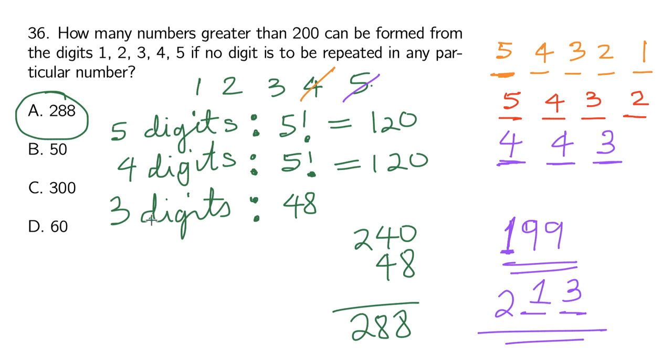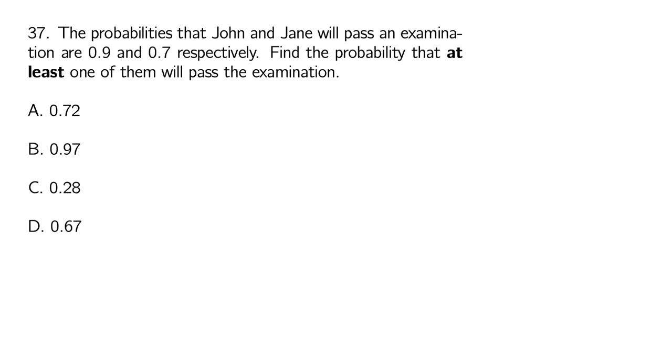Now I think this is probably the most interesting question in the exam so far, but let's see if we're going to get more interesting questions. The next question is number 37. It says, the probabilities that John and Jane will pass an examination are 0.9 and 0.7 respectively. Find the probability that at least one of them will pass the examination.